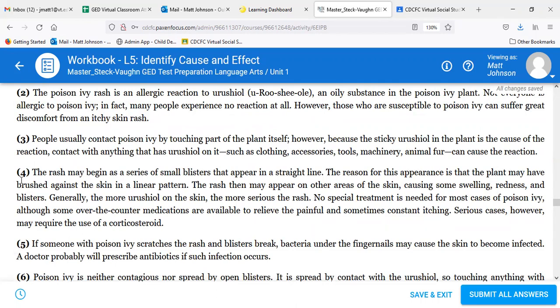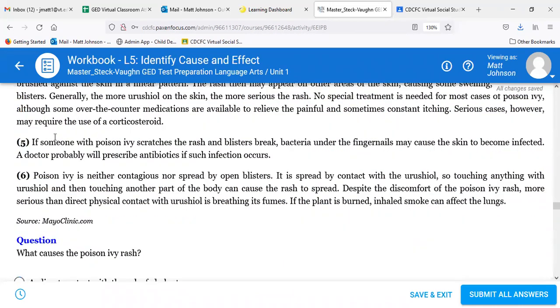No special treatment is needed for most cases of poison ivy, although some over-the-counter medications are available to relieve pain and sometimes constant itching. Serious cases, however, may require the use of corticosteroids. If someone with poison ivy scratches the rash and blisters break, bacteria under the fingernails may cause the skin to become infected. A doctor probably will prescribe antibiotics if such an infection occurs.